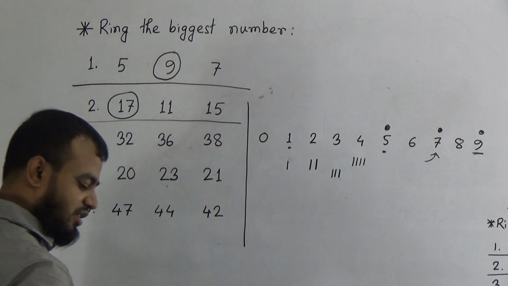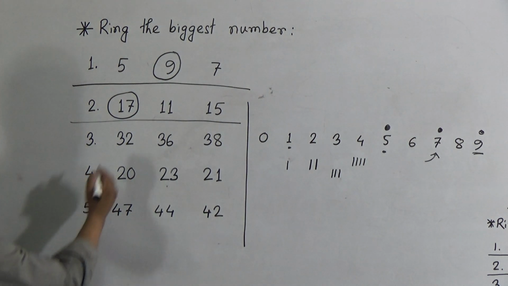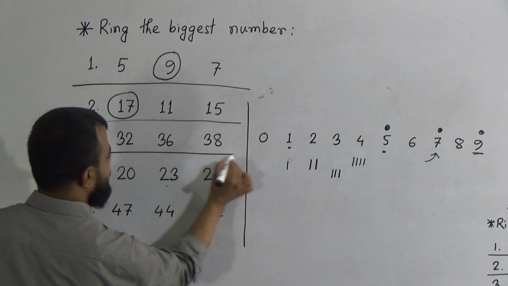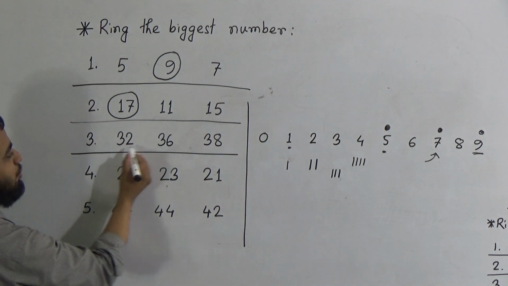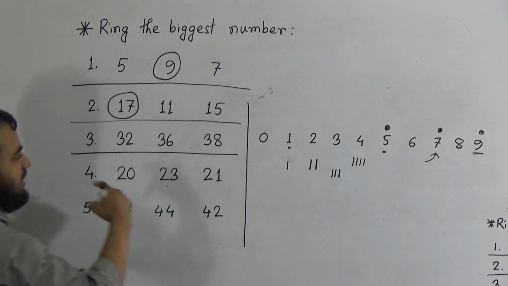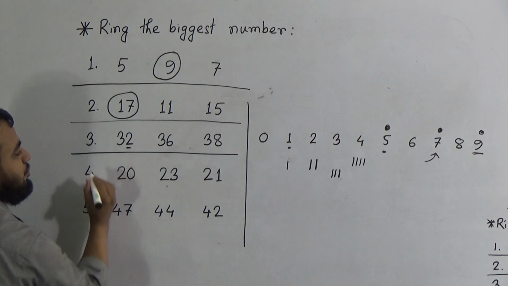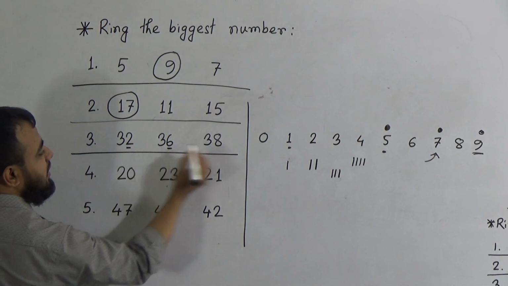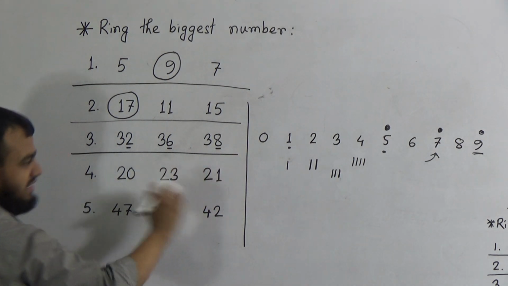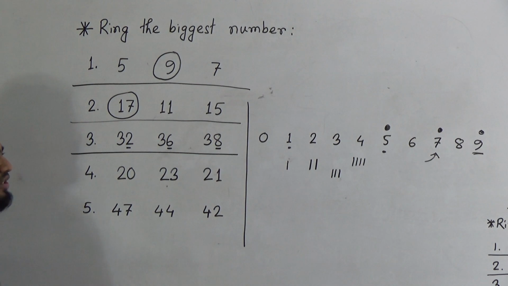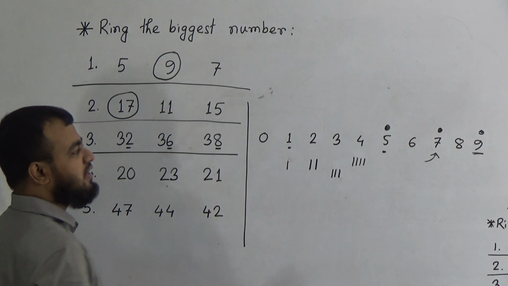The next question, the given numbers are 32, 36 and 38. My dear students, the given numbers are 32, 36 and 38. In the ones place, which number appears? In the ones place we have 2, in the ones place we have 6, in the ones place we have 8. Ones place means on the right side, okay? 2, 6 and 8. Among 2, 6 and 8, which number is the biggest?